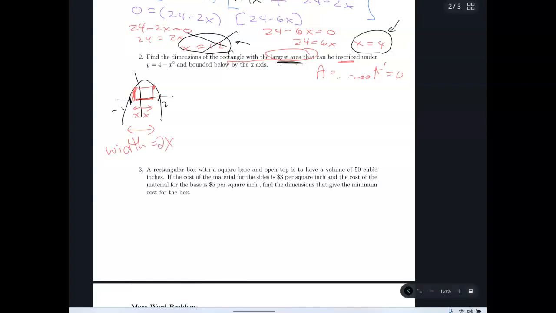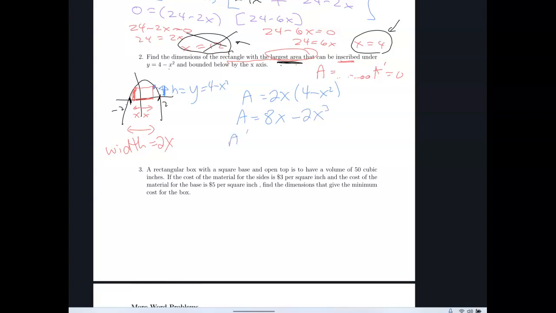All right. So then the height of the rectangle will be this distance. The height of the rectangle is actually going to be the y value because it touches the function, right? So that would be 4 minus x squared. Okay, so the area equation would be 2x times 4 minus x squared. Again, let's multiply it out before I take a derivative. So I get 8x minus 2x cubed.